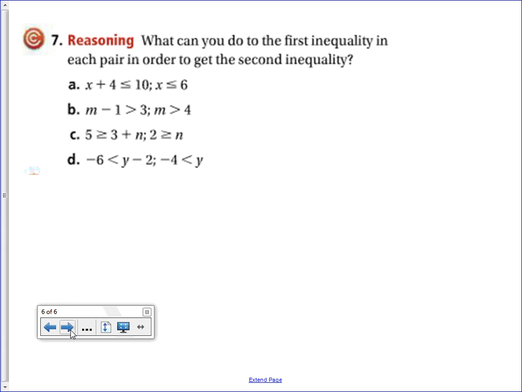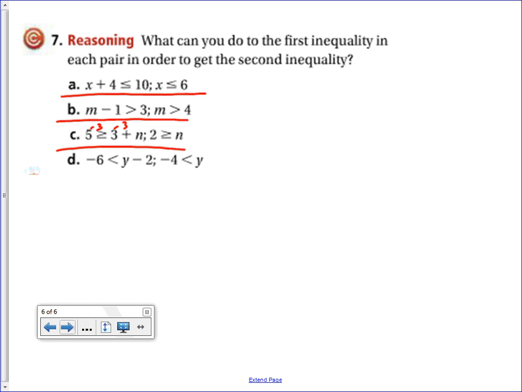And so on this first one, part A, if you wanted to get the x by itself, you'd have to minus 4 from both sides. Second one, where it says m minus 1 is greater than 3, to get the first side to be greater than 4, you'd have to add 1 to both sides. Third one, in order to get it to be 2 is greater than or equal to n, you'd have to minus 3 from both sides.